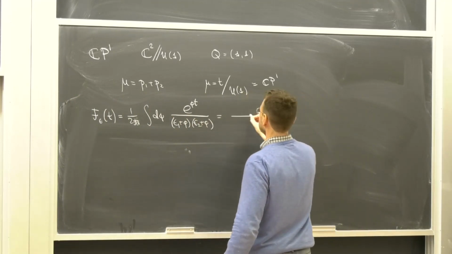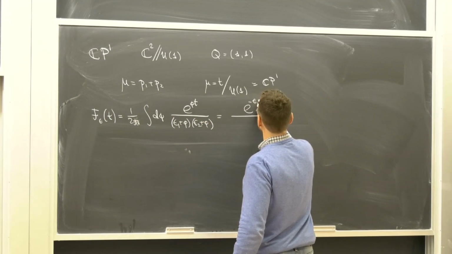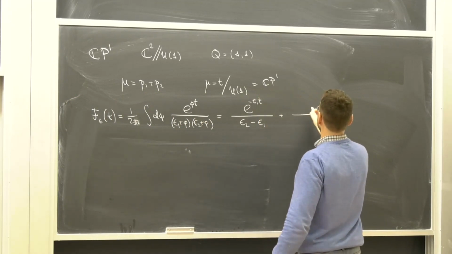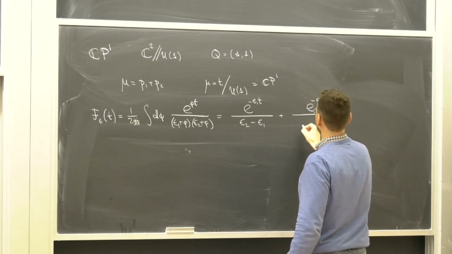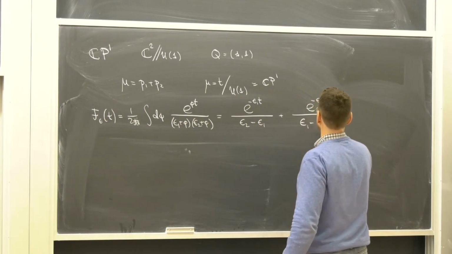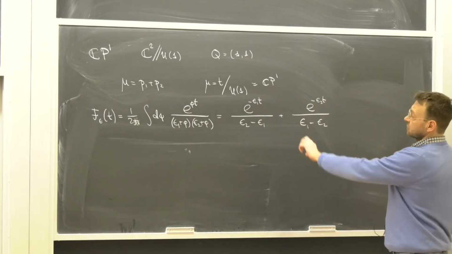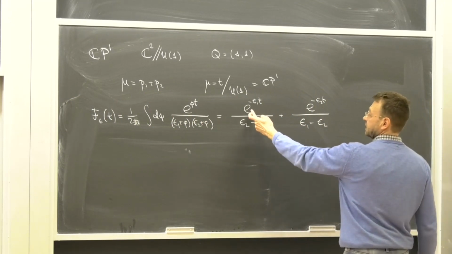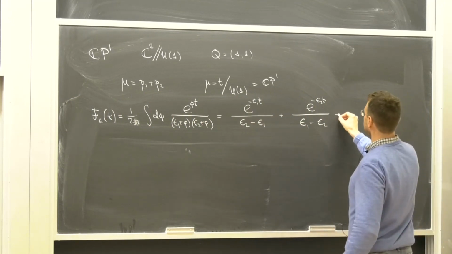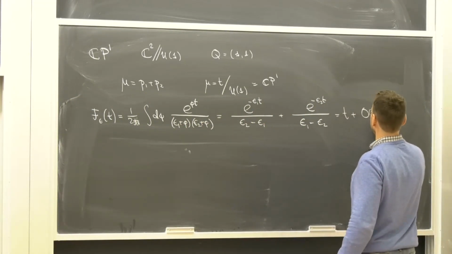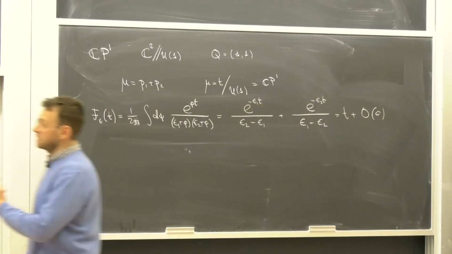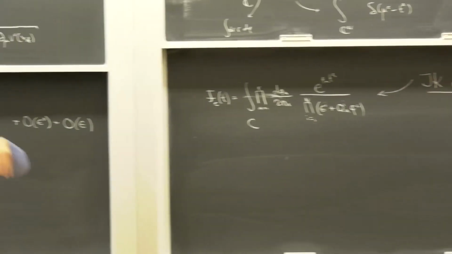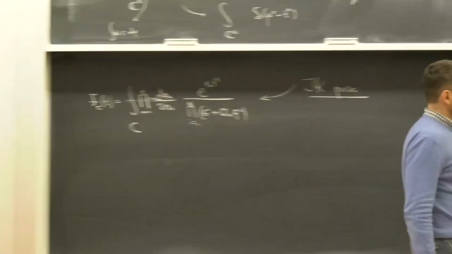So what I will get is the following answer. I will get minus e to the epsilon 1 T over epsilon 2 minus epsilon 1, plus e to the minus epsilon 2 T over epsilon 1 minus epsilon 2. Then you start to expand things, and you can see right away that the constant terms get canceled. So if it starts from 1, these two terms cancel, and the next term will be T plus terms of order epsilon. And because the space is compact, this term does not vanish. Okay.